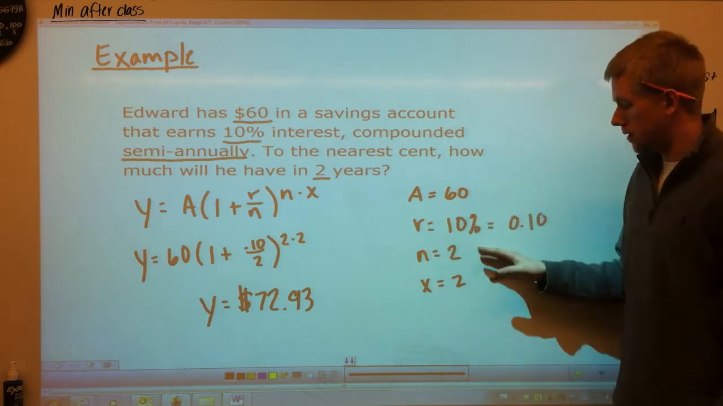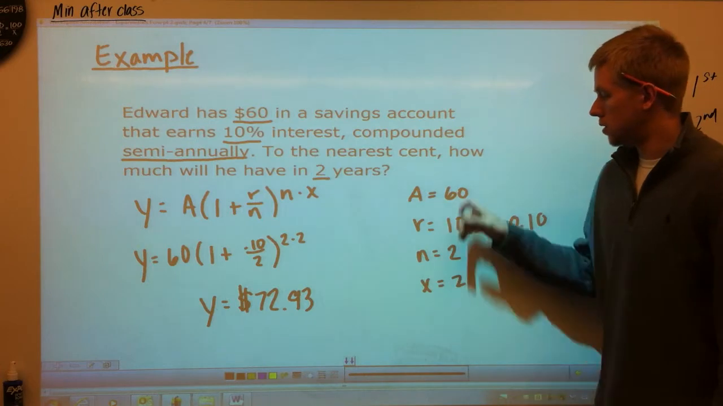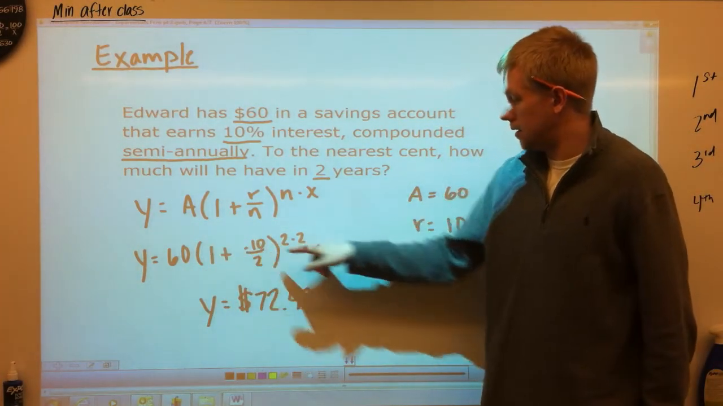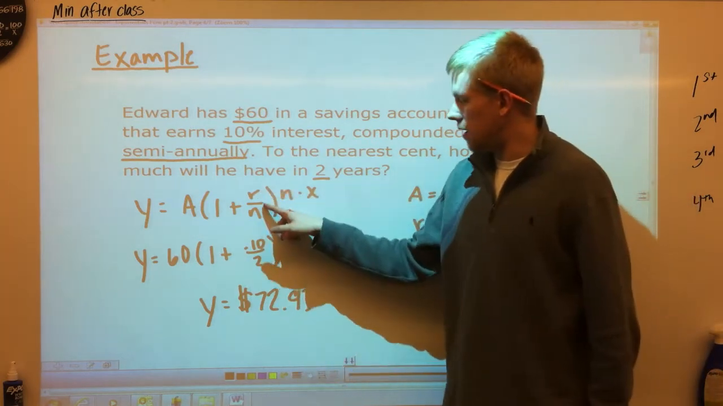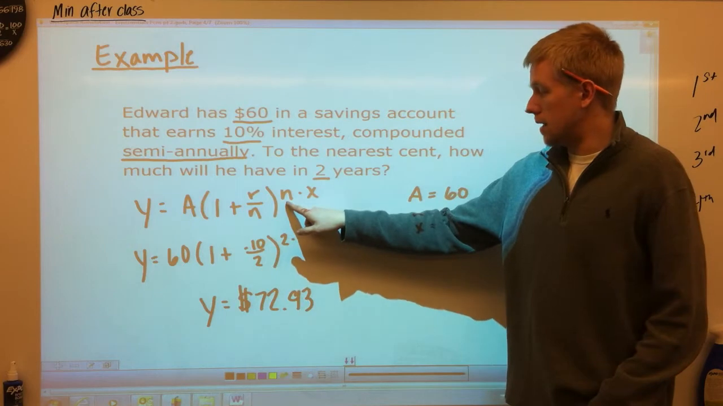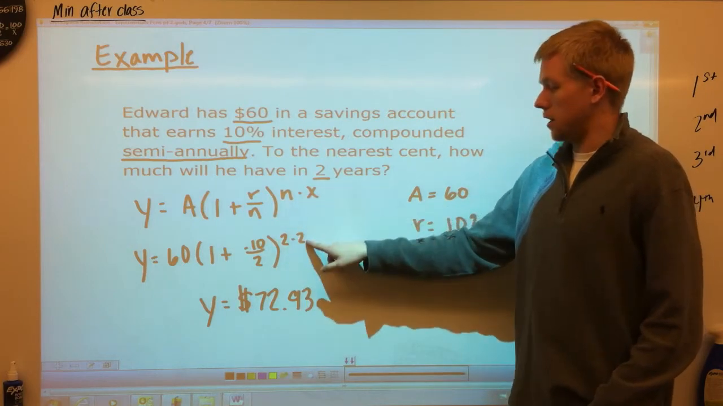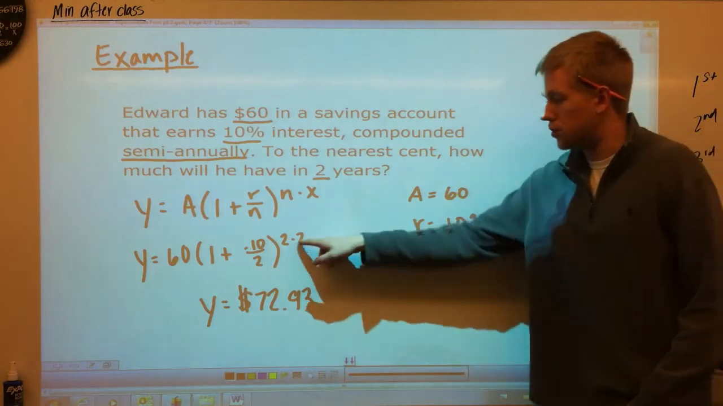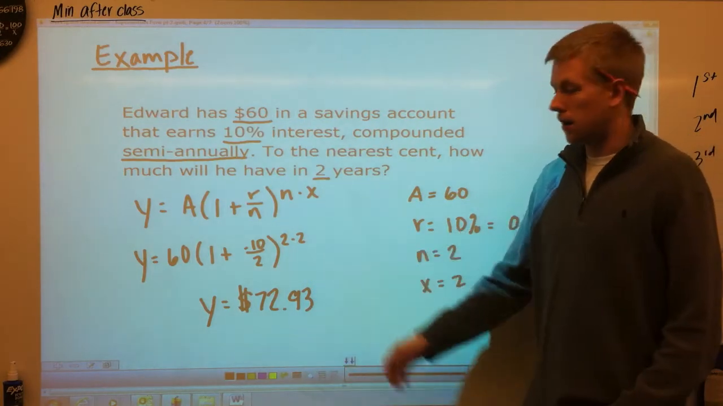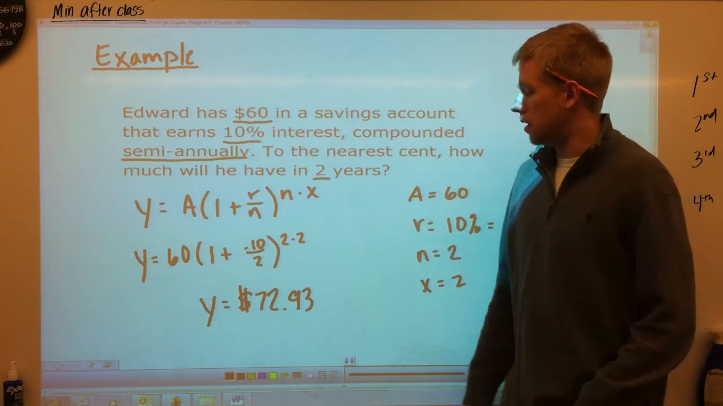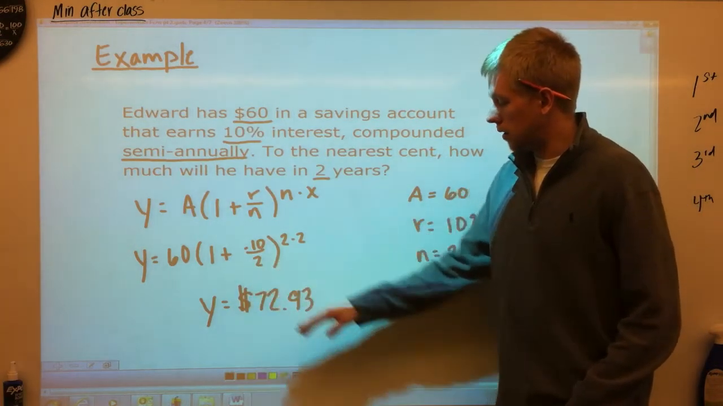So then I just plug all this stuff into my function. I start with 60 for a, then 1 plus 0.10, because that was my r, divided by n, which is 2, raised to the n, which was 2, times x, which is 2 as well. Okay, so I had a 2 here and a 2 there, so both of those are 2's. And then I just put that in my calculator. I know 2 times 2 is 4, so I can go ahead and plug that in for my exponent.